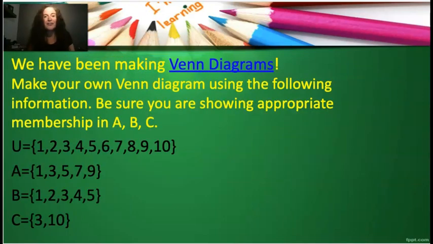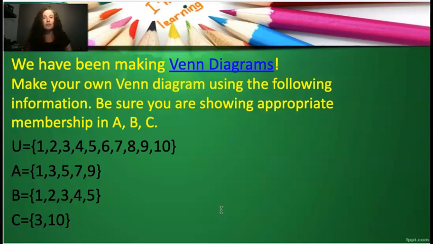But we've been making our Venn diagrams. So now, if you click on this blue link, it'll take you to a website where you can make your own Venn diagram. It's pretty easy to follow. You can click help if you need directions. I want you to make your own Venn diagram using the following information. Be sure you're showing the appropriate membership in set A, B, and C.